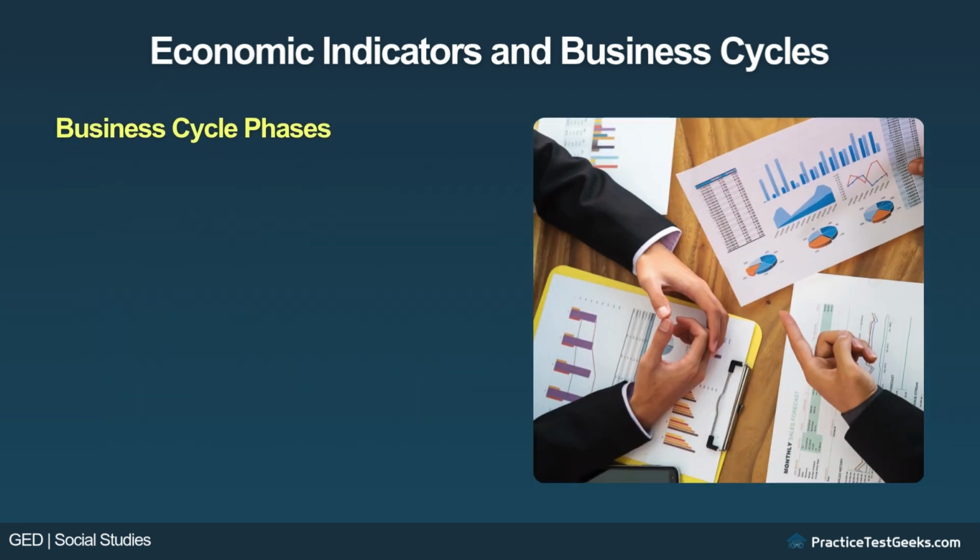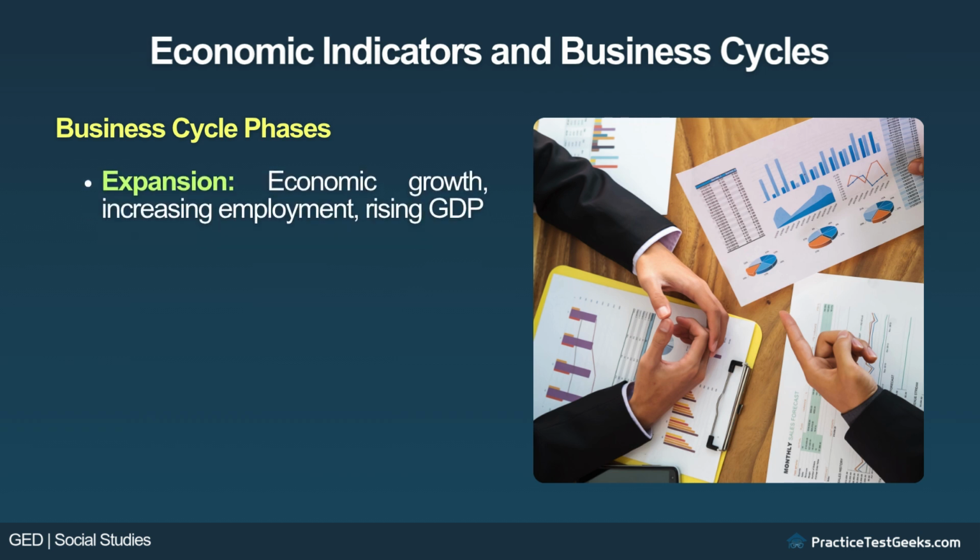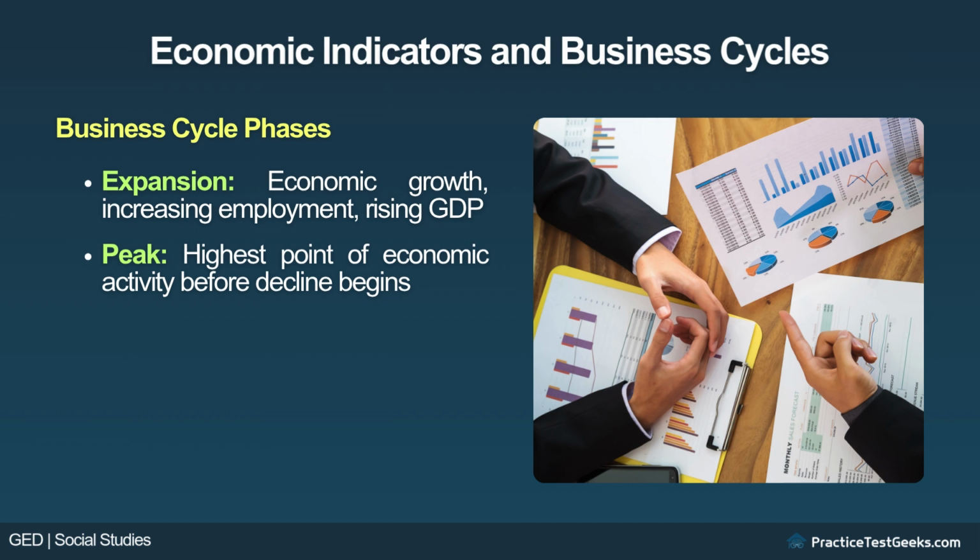Business cycle phases. Finally, economies move through recurring periods of growth and decline, known as the business cycle. It includes 4 key phases. Expansion, a period of economic growth where GDP rises and unemployment falls. Peak, the high point of economic activity before a downturn begins.